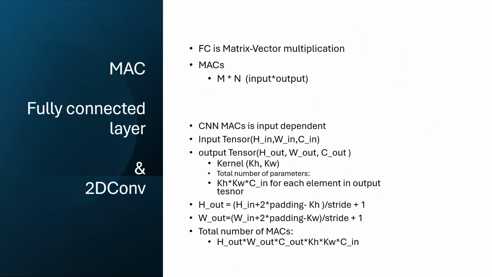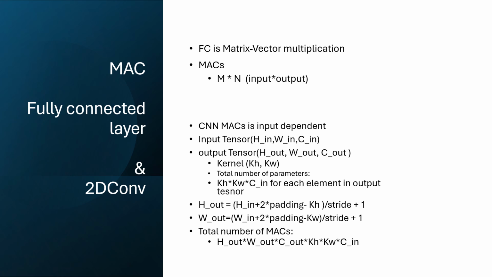Here we give two examples of how to calculate MAC for a fully connected layer and a 2D conv layer. For the fully connected layer, it's basically the same as the matrix vector multiplication we mentioned before. We have a number of inputs that's m and a number of outputs that's n. So the number of MAC is simply m times n.